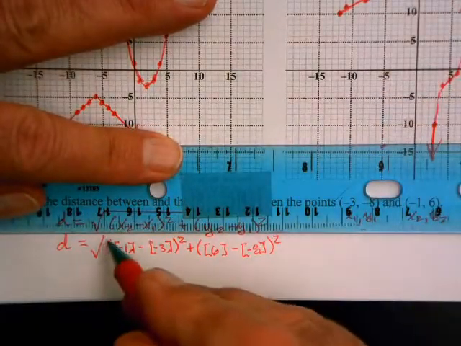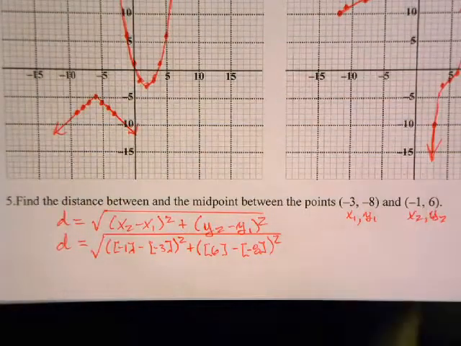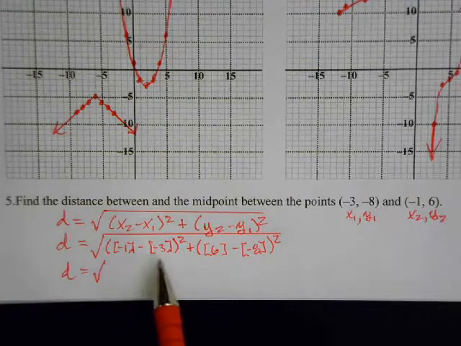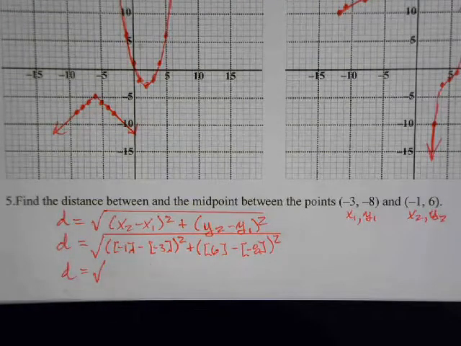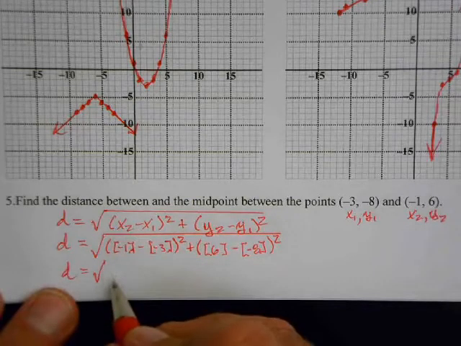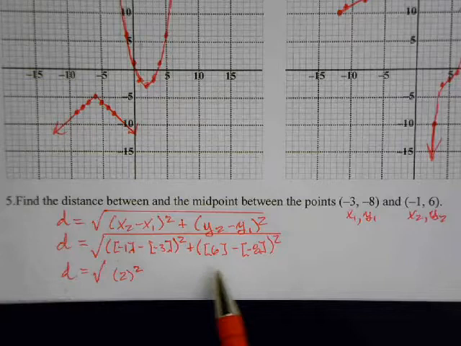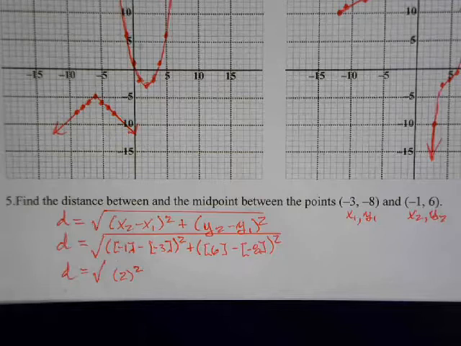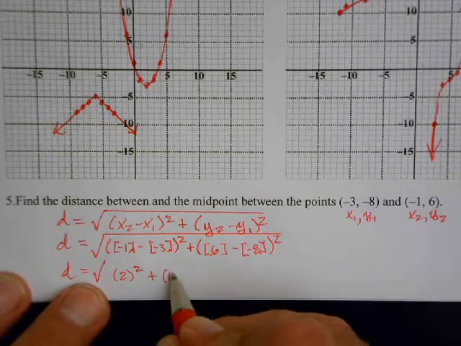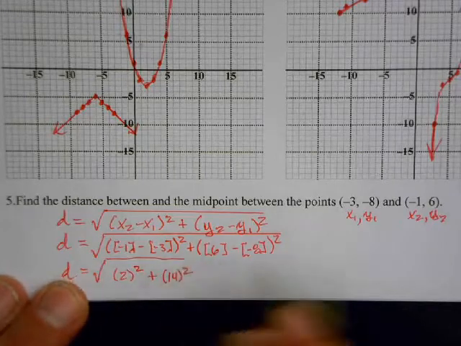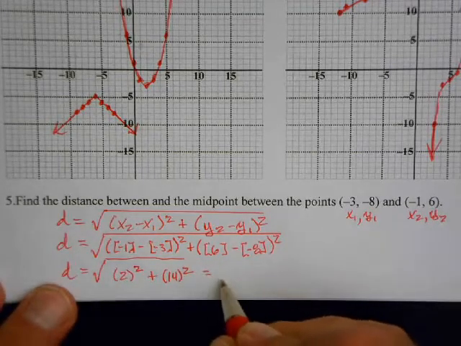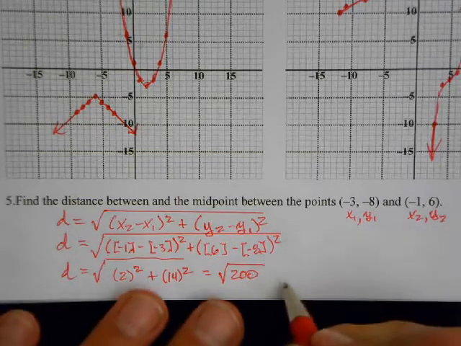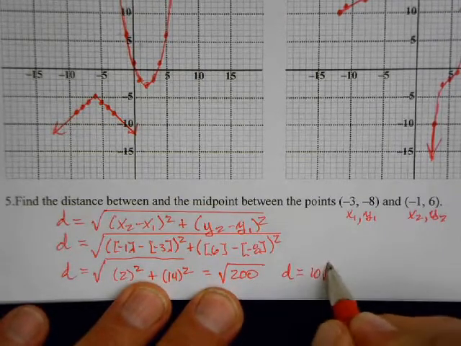Okay, so 1 subtract a negative 3 becomes 1 plus a 3, which is 2. And here we have 6 subtract a negative 8, so that's going to become 6 plus 8, which is 14. Putting those two together is going to give me 200. And so D equals 10 root 2. 200 is 100 times 2. I can take the square root of 100 to get the 10. The 2 I cannot.